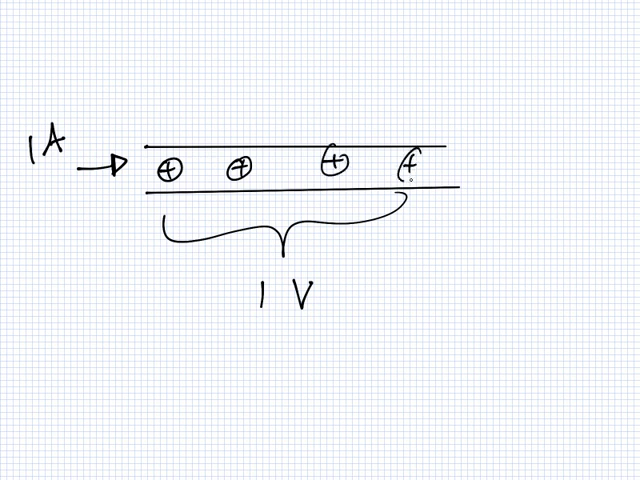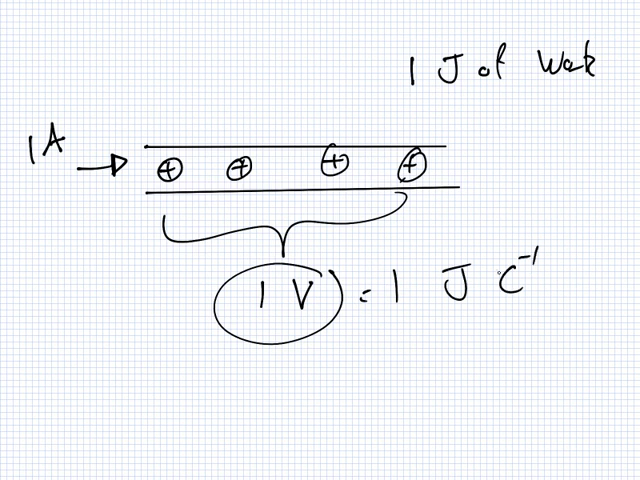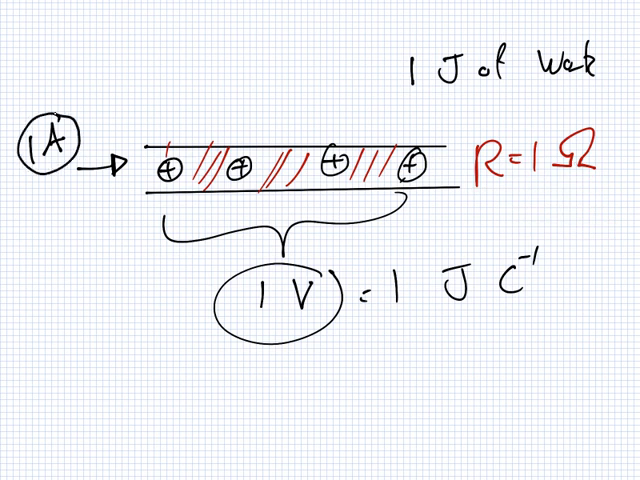So let's say we have here 1 amp, and this is 1 volt. So when this 1 amp moves through it, if it wanted to, it could actually do 1 joule of work, because it has 1 volt. And remember, 1 volt is 1 joule per coulomb. But this material has a resistance of 1 ohm. This means that for every amp that passes through it, this 1 volt is lost.